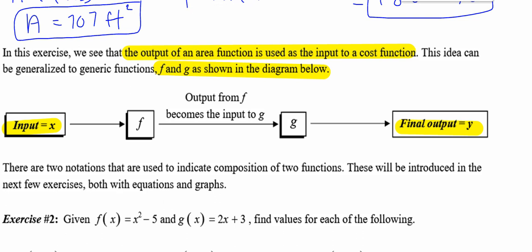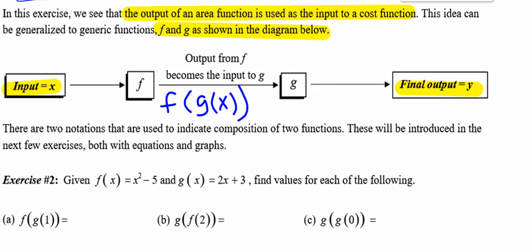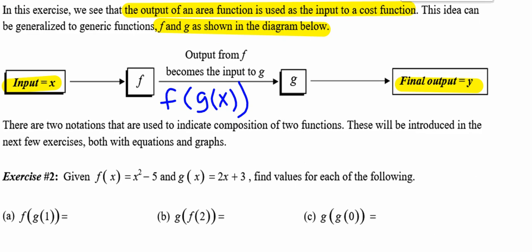So what that really means, I'm going to write it in a different manner, is that we have a function, and then we also have another function that sits inside our original function. That's what we're really going to be looking at today. Two functions and how we can put those inside of another function to get out a different function. So we have basically input, input, input, input until we get our final output. There are two notations that are used to indicate compositions of two functions. These will be introduced in the next few exercises, both with equations and graphs.